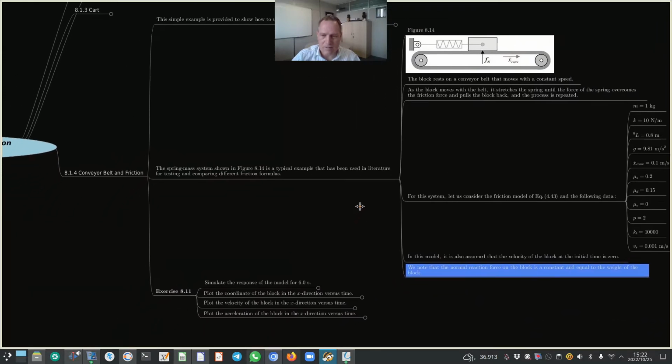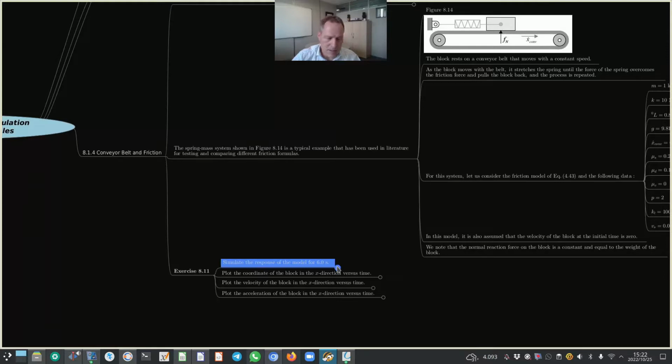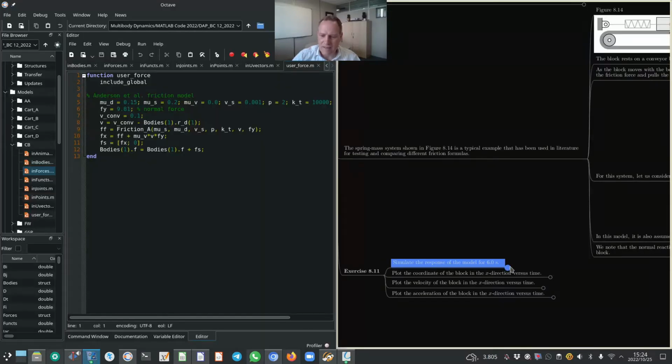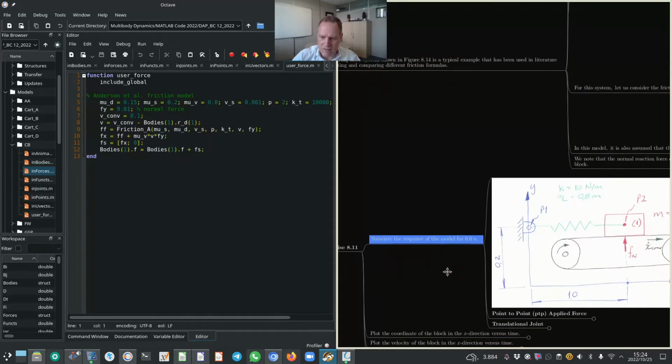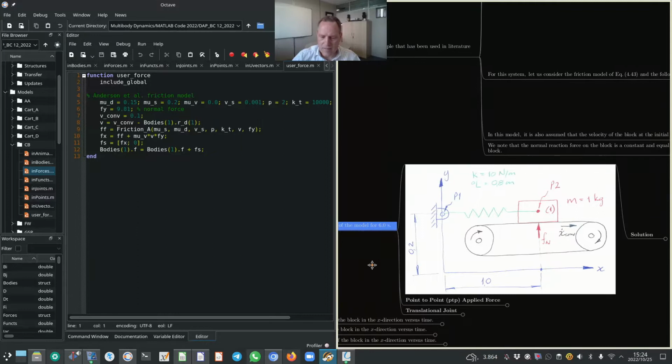So let's now look at exercise 8.11. The first task for us to do is to simulate the response of the model for 6 seconds. Now, in order to do that, let's look at this hand-drawn sketch of the block on the conveyor. I've indicated a few dimensions here.